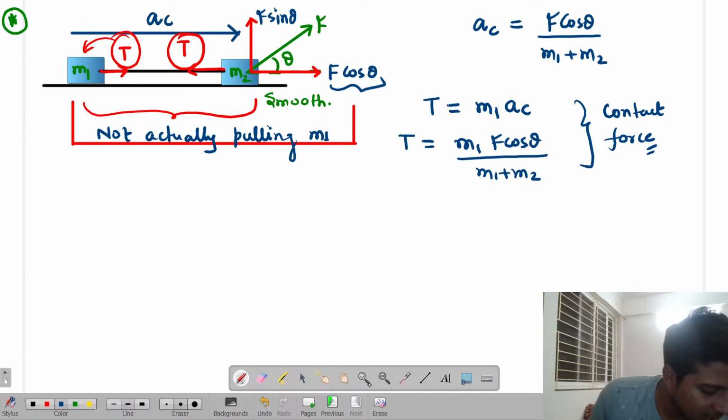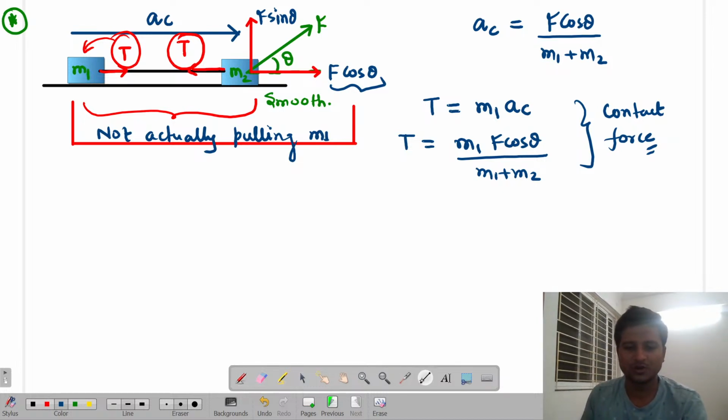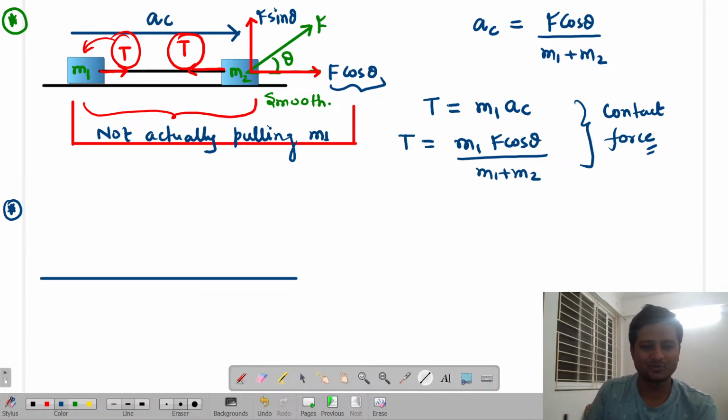Can we have a little bit of much more depth analysis of this? Yep, so let us see a much more depth analysis.